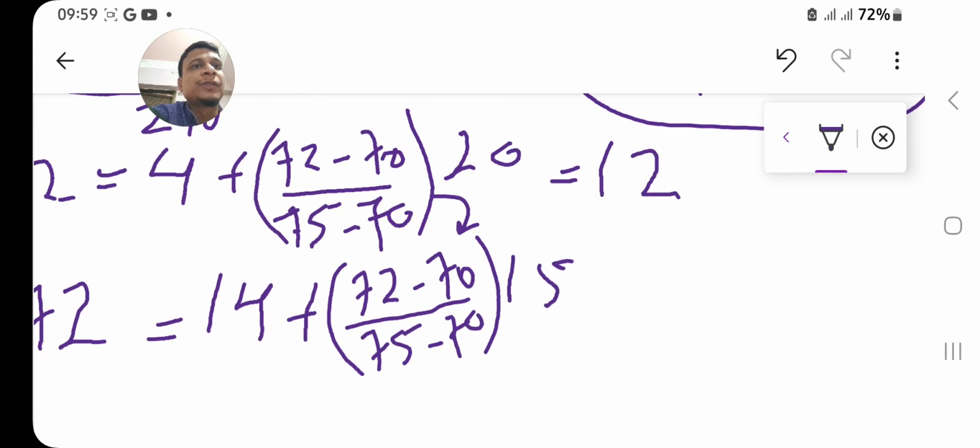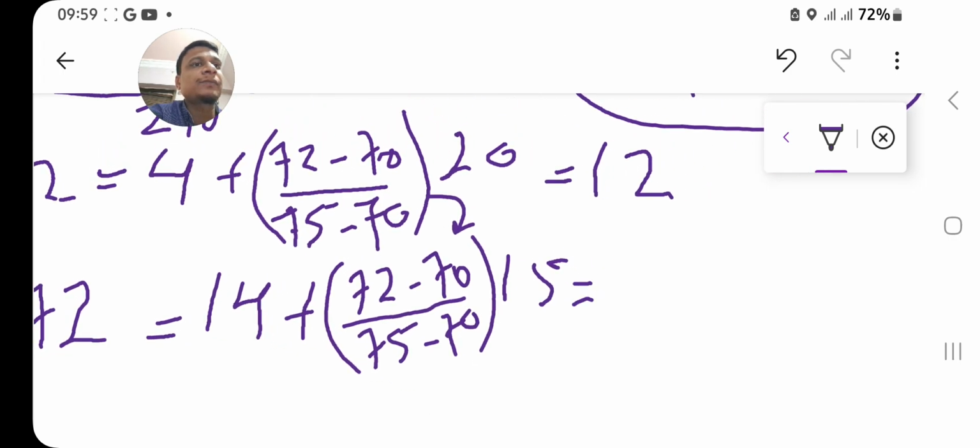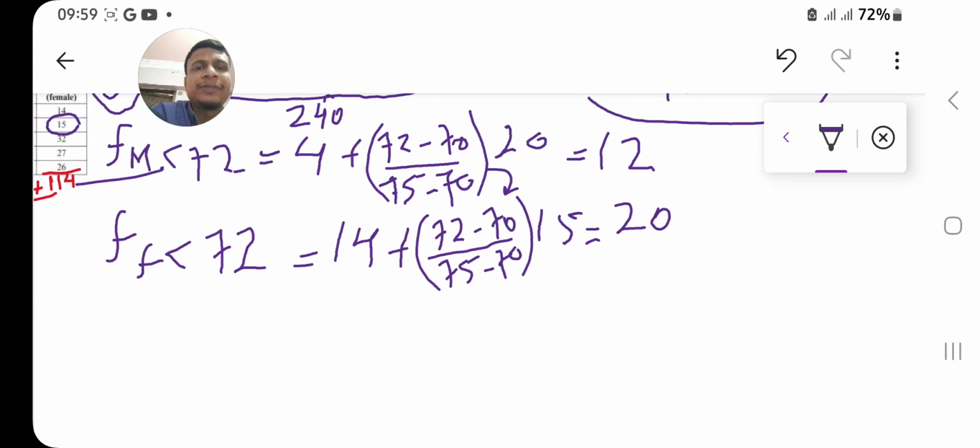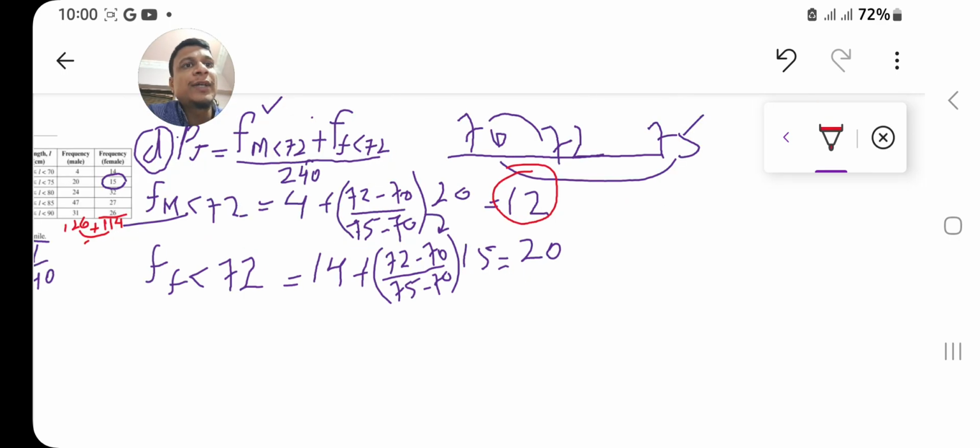Okay, so right now we have the total frequency, which is 20. This is how we get the linear interpolation when the end of the interval is not given and we need to find something in between the intervals. We use this type of interpolation method, the same as we did earlier. So write these 12 and this 20. 12 will be male less than 72, so you place it here, and 20 is female less than 72, and you place it here.